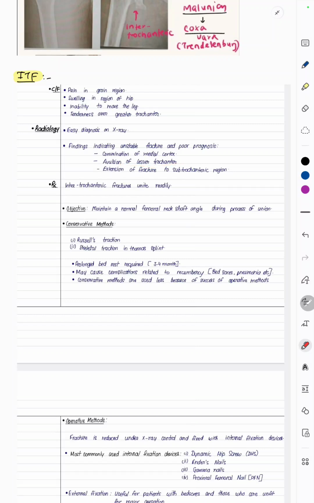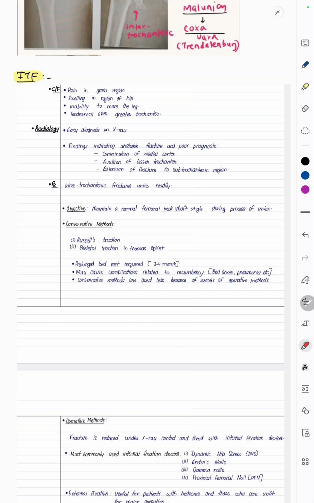Management. The intertrochanteric fractures unite readily, and because of this we have to maintain the femoral neck shaft angle, otherwise coxa vara deformity due to malunion is present. Conservative methods include Russell's traction and skeletal traction on Thomas splint.